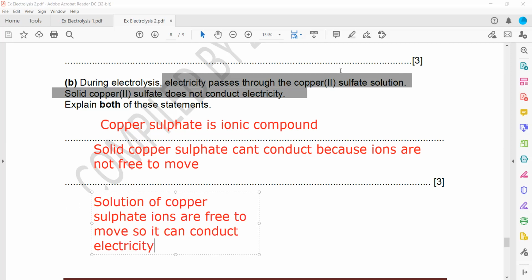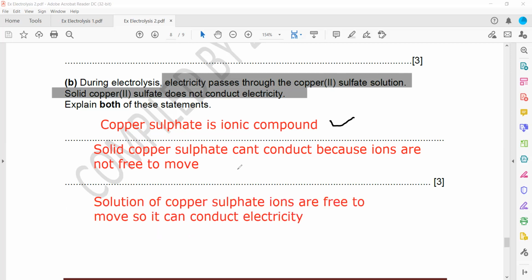Number 1, copper sulfate is an ionic compound. An ionic compound in a solid state cannot conduct because ions are not free to move. But in a solution, ions are free to move. That's why it can conduct electricity.